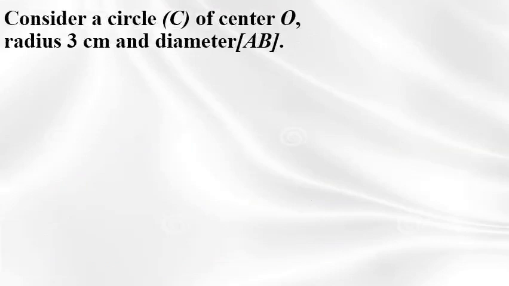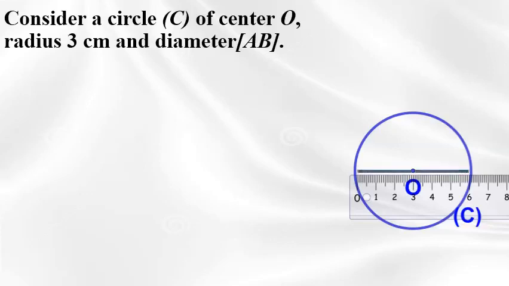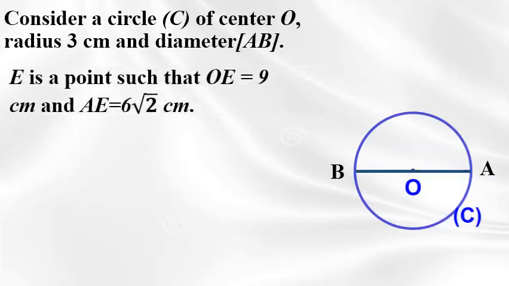The solution now. Consider a circle C of center O, radius 3 cm and diameter AB. This is the circle C. It's called C between parentheses, of center O. Its diameter is 6 cm because the radius is 3 cm, and the radius is always half of the diameter, and the diameter is called AB. We have E is a point such that OE is equal to 9 cm and AE is equal to 6 square root of 2 cm.